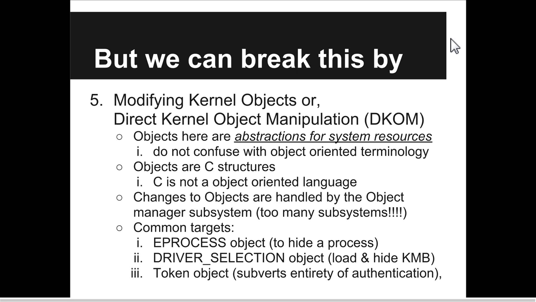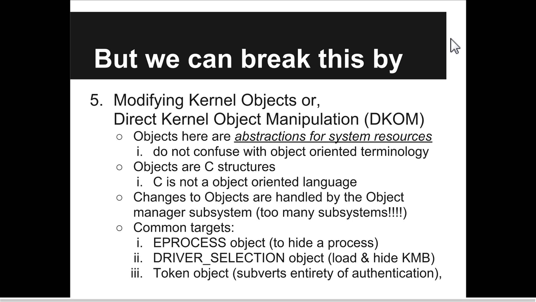Basically, you modify the data tables, the data structures inside the kernel to do what you need. So there's a process table. You can hide your process by removing it. Objects in this category are really just abstractions for system resources. They have nothing to do with objects in the sense of object-oriented programming. The objects here are just basic C structures, and changes to any objects are handled by a system called the Object Manager Subsystem. So common targets are the EPROCESS object that's used by attackers to hide a process.